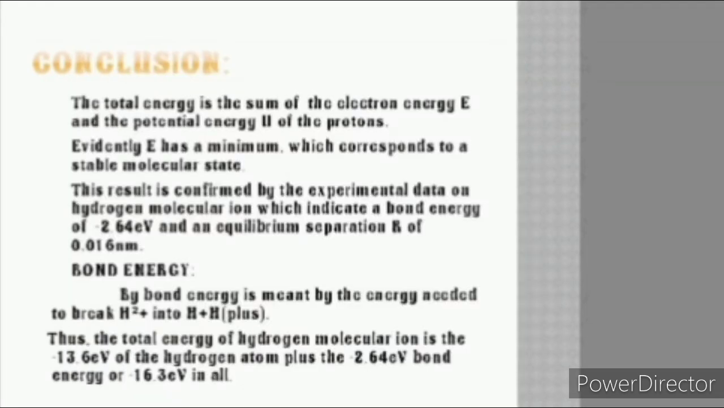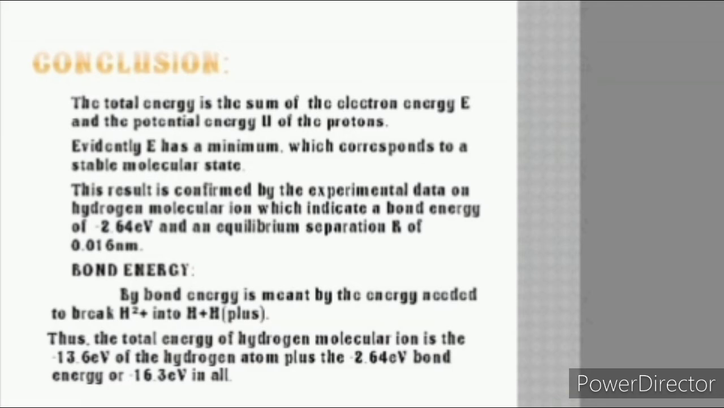So here we see that the total energy in the symmetric case is the sum of the electron's energy and the potential energy of the protons. The total energy has a minimum here, which corresponds to the stable molecular state. The minimum is shown in the figure by a small dip. That dip means the energy is minimum here.